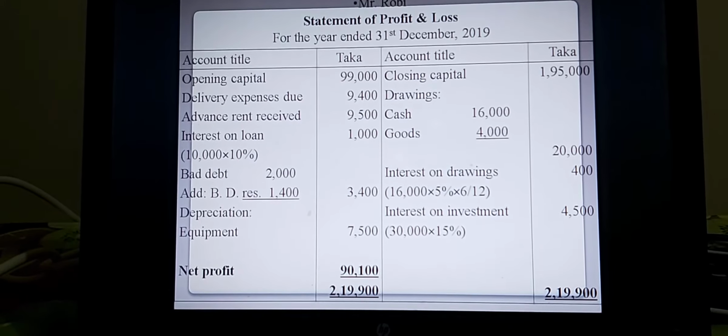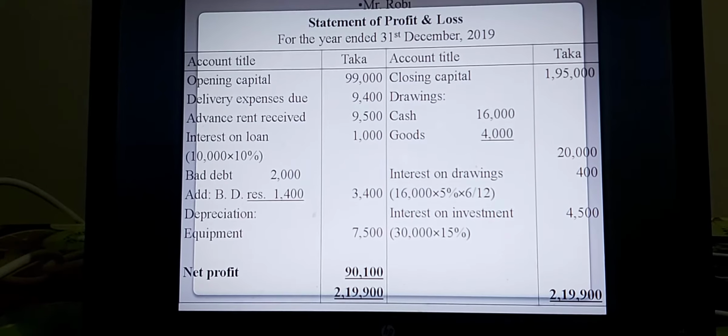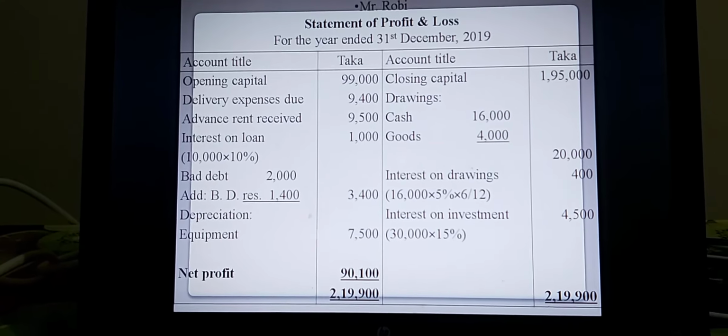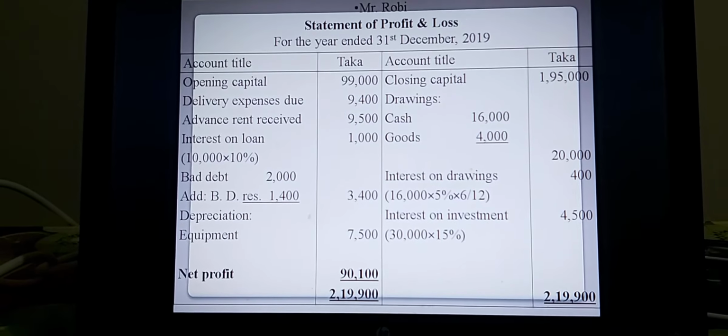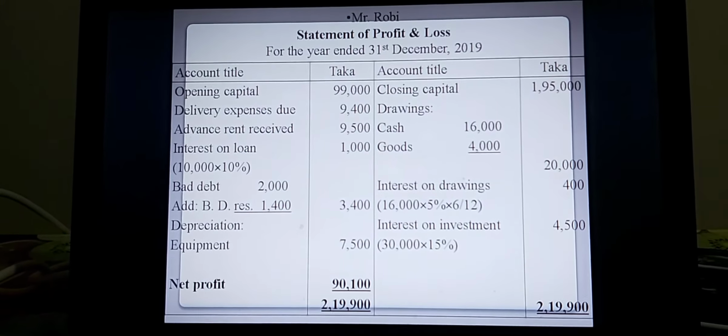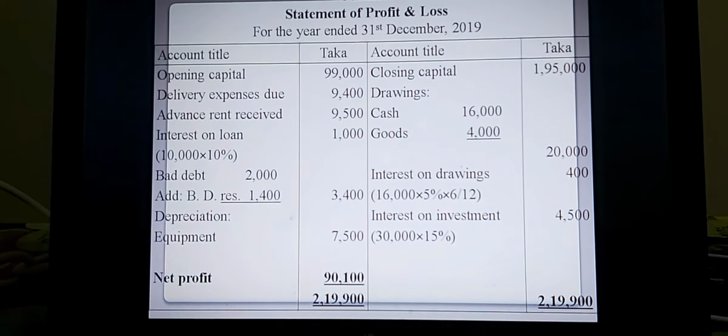99,000. Delivery expenses due, from the other information, you can take it 9,400. Advance rent receipt 9,500.